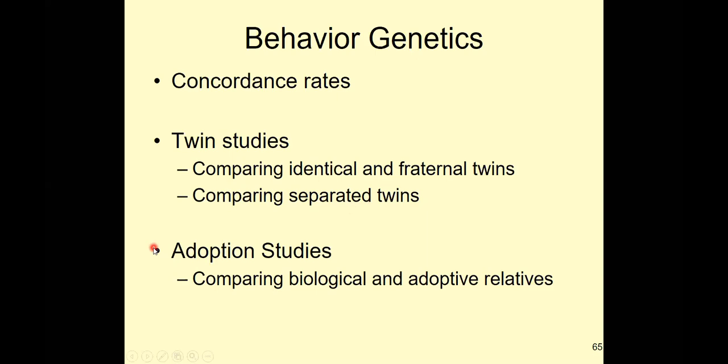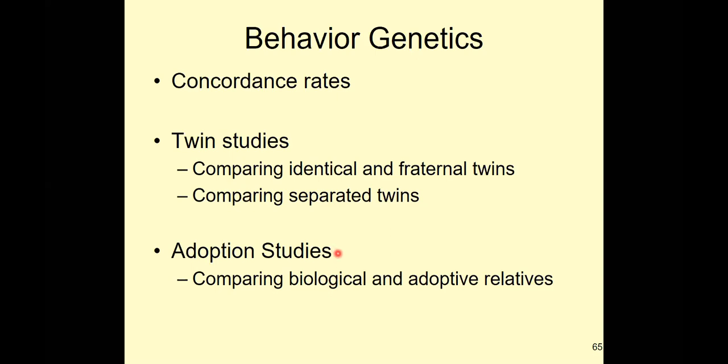Another approach to this is the use of adoption studies. So here, what we do is we look at adopted children and we compare them on some trait with their biological parents as opposed to their adoptive parents. Okay, so if the adoptive child is more similar to the adoptive parent, then that suggests greater environmental influence, greater nurture influence. On the other hand, if they're more similar to the biological parent, then that suggests more genetic influence of that trait, more nature.